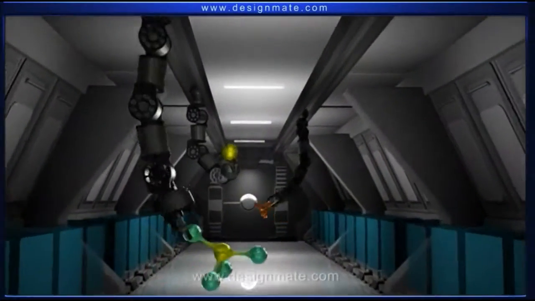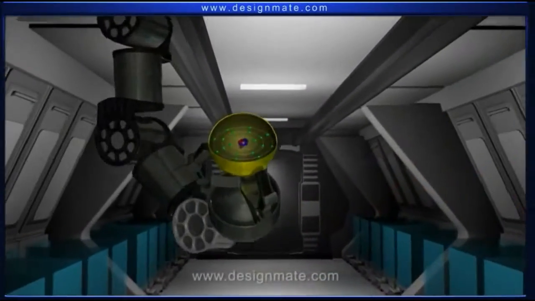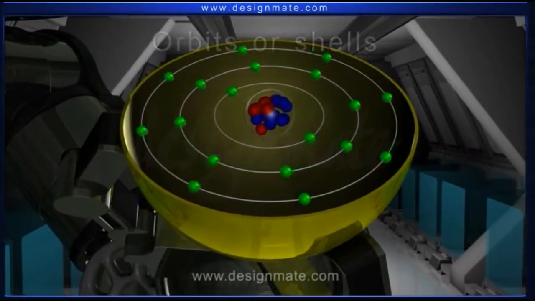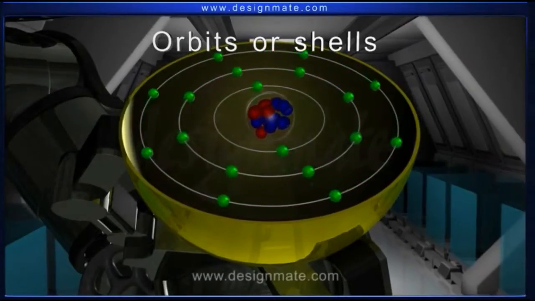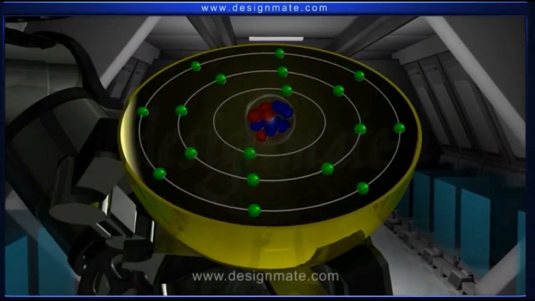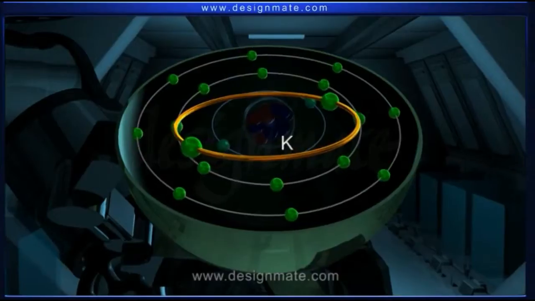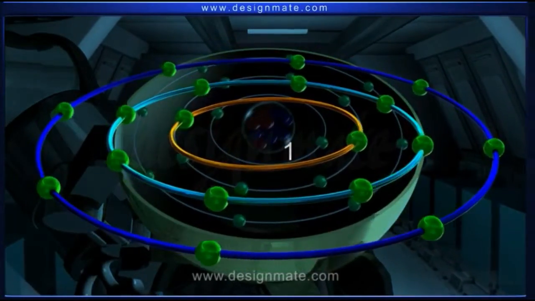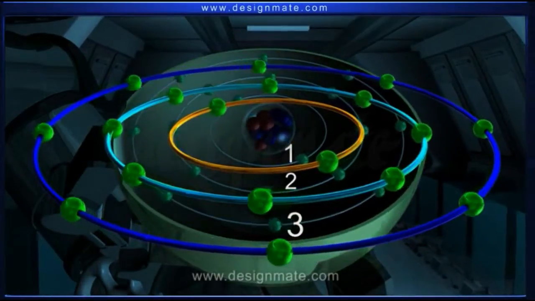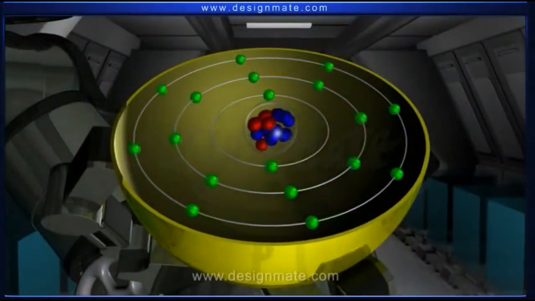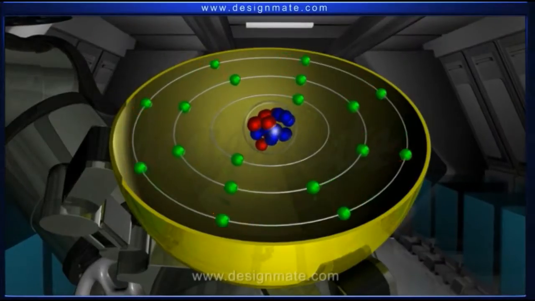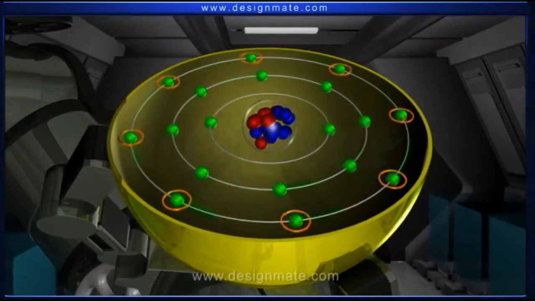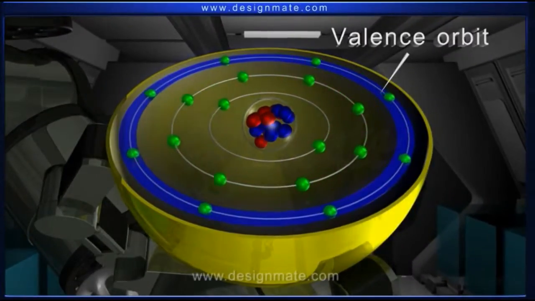According to Niels Bohr, electrons in an atom are arranged in regions around the nucleus called energy levels, orbits, or shells. These orbits are represented by letters such as K, L, M, or by numbers 1, 2, 3, and so on. The number of electrons present in the outermost orbit are known as valence electrons, and the outermost orbit is called valence orbit.